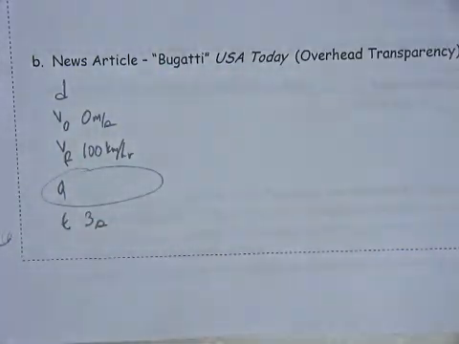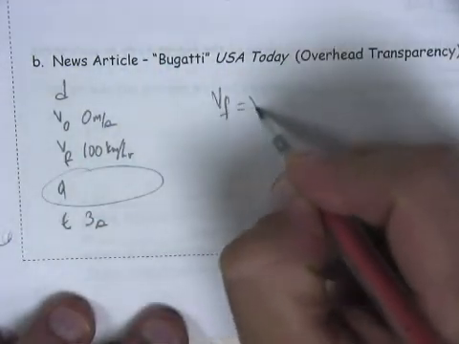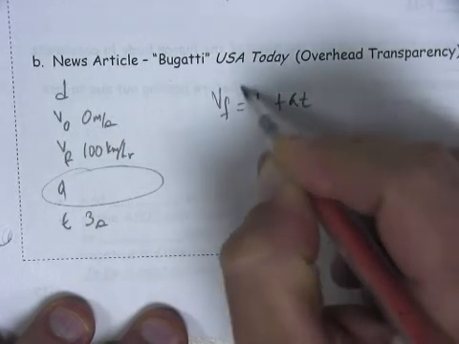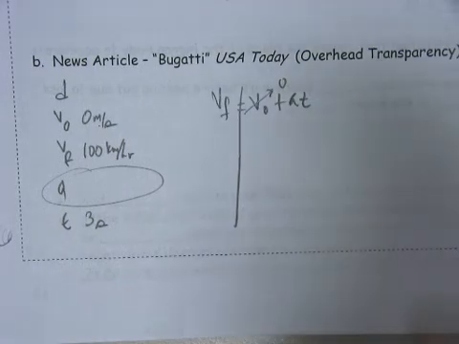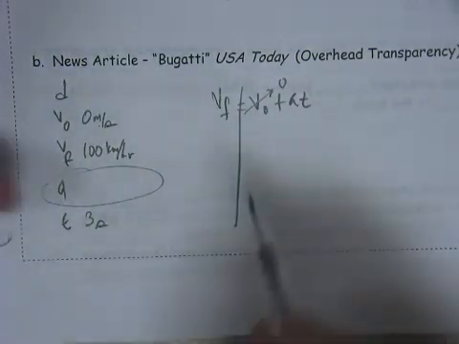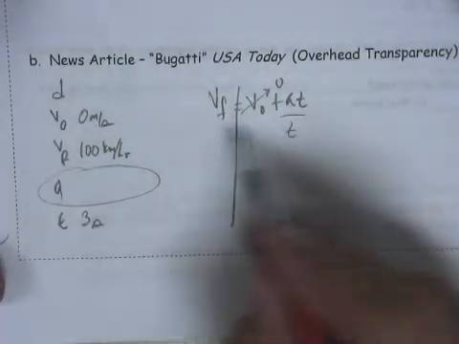So the first one is VF equals VO plus AT. Notice the initial velocity is 0, so I can cross that out like I did on the previous problem. I want to solve for the acceleration, so divide by time.